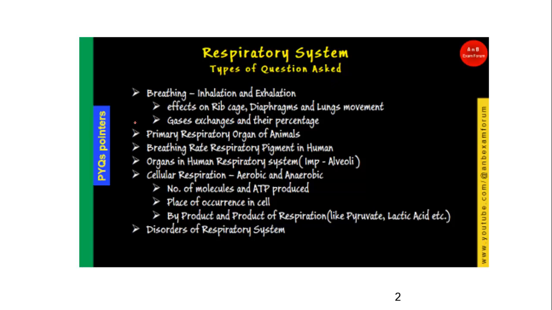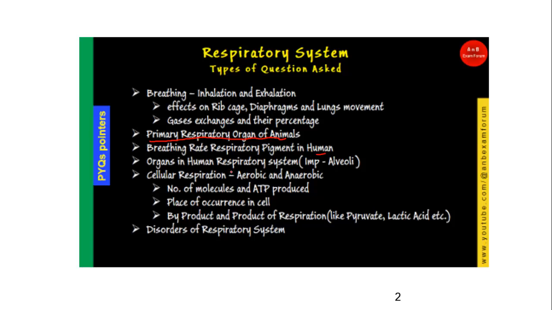The first one is breathing. You should know the difference between inhalation and exhalation, along with the effects on the rib cage, diaphragm and lung movement. The next one is gas exchange and their percentage. These are the theoretical ones. The next very important one is the primary respiratory organ of different animals. Sometimes he can ask you factual questions. Then the breathing rate: you should know the breathing rate and the respiratory pigment which is found in the human body.